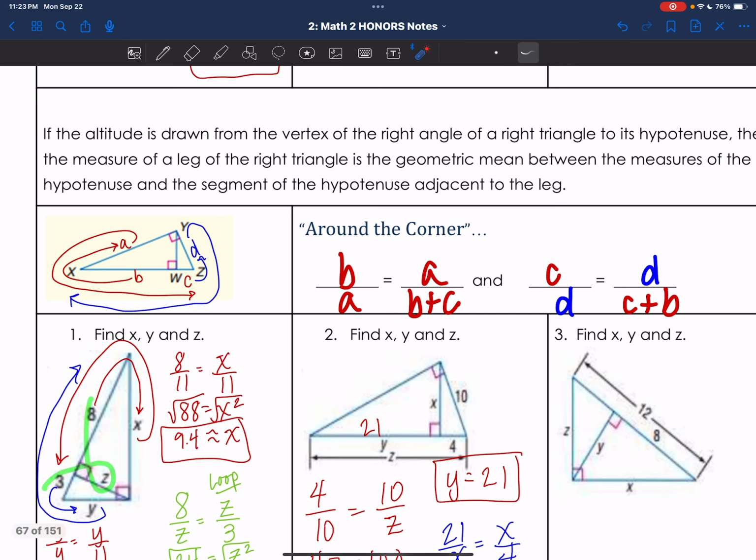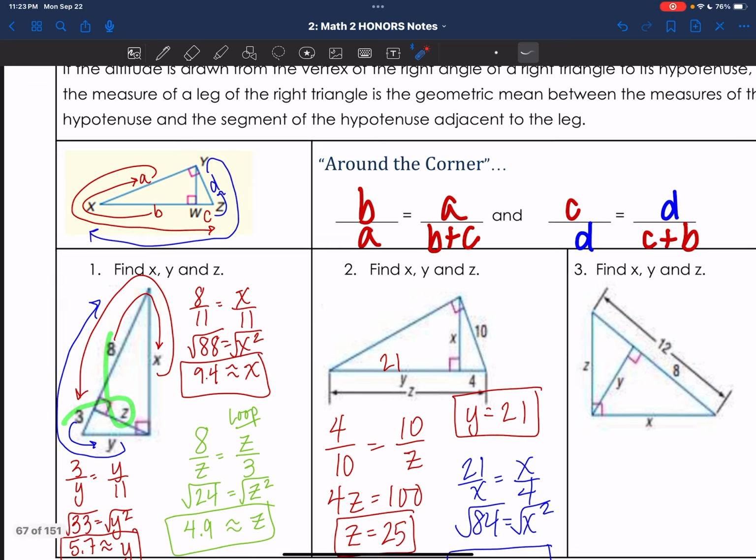But around the corner is just saying just that. You go b over a, because we're going around the corner. And then you're going to come back around and go a over c, because it's going to be a, all of that, over b plus c. So that's this part. And then we're going to go c, because we're going around the corner to d, and then we're going to go back around and do all of this. So again, if this works for you, you use this. So let's try this one.